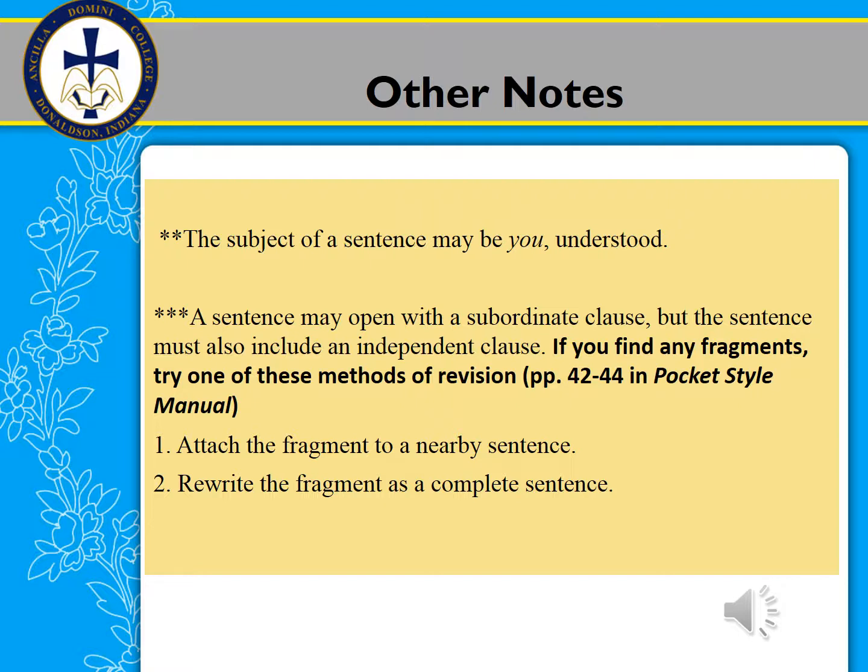One is to attach the fragment to a nearby sentence, and that's what I was just referring to. Another is to just rewrite the fragment as a complete sentence. So let's look at an example. This example is not in your book. There are many fine examples in the Hacker book. This one's actually from How to Write Anything because they already had it designed for a presentation, so we're going to use that one. Let's look at this here.